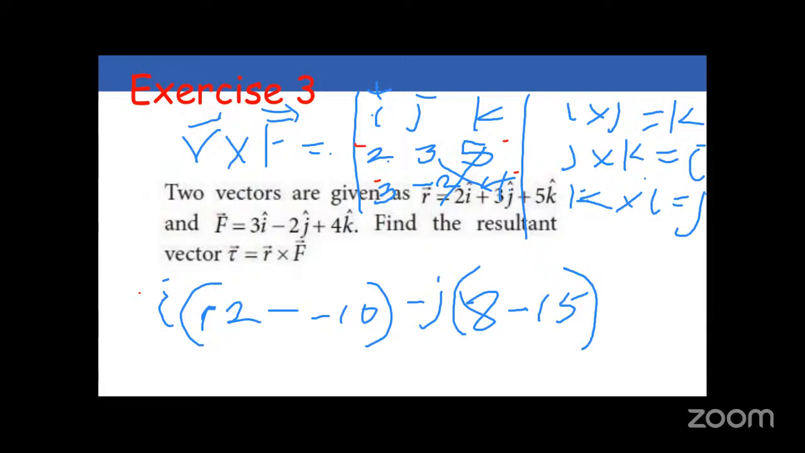Then the next component is K. To get a K, we multiply I and J. I components are 2 and 3, J components are 3 and minus 2. So diagonally again, 2 times minus 2 will give us minus 4, minus 3 times 3 will give us 9.